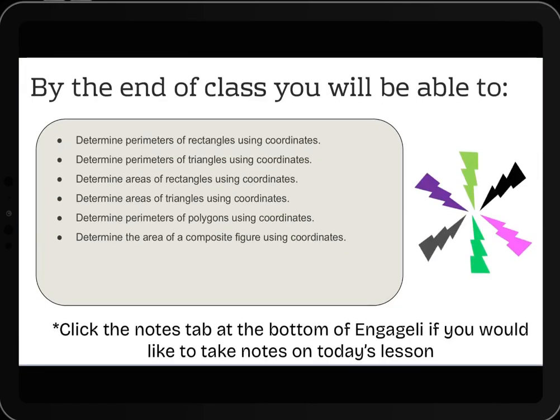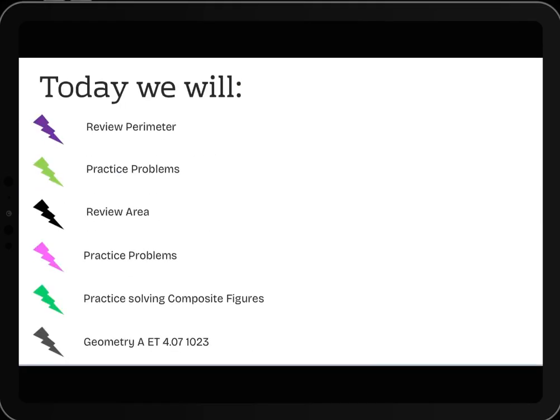Our objectives today are going to be to determine perimeters of rectangles using coordinates and triangles using coordinates, areas of rectangles and triangles using coordinates, and perimeters and areas of polygons using coordinates, along with area of composite figures using coordinates. We'll start by reviewing what perimeter means and practicing problems, and reviewing area and practicing problems, and then practicing solving composite figures.